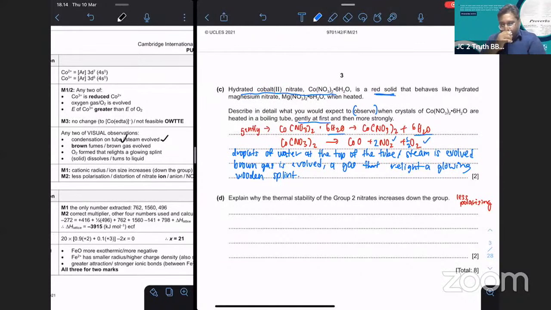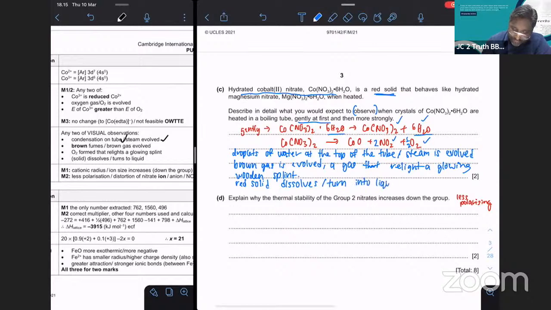So the moment when you heat gently, when water is released, you are going to get a nitrate compound. All nitrate compounds are soluble, so the nitrate compound that is going to be formed should be soluble as well. So you can also mention that the red solid dissolves, or you can say the red solid turns into liquid. You can see all the observations that you expect over here.